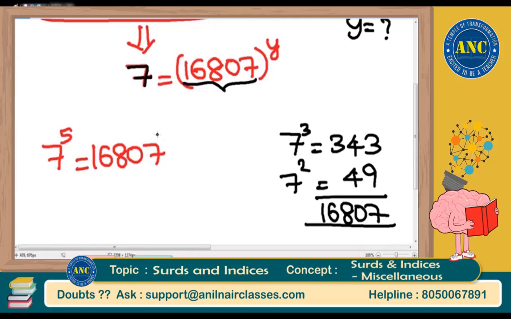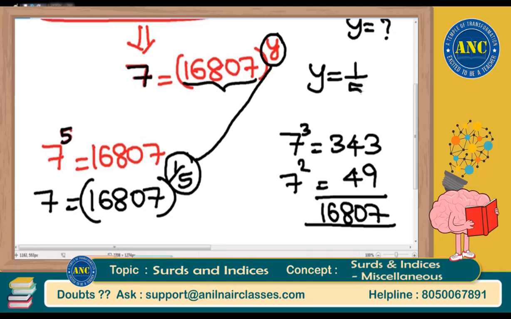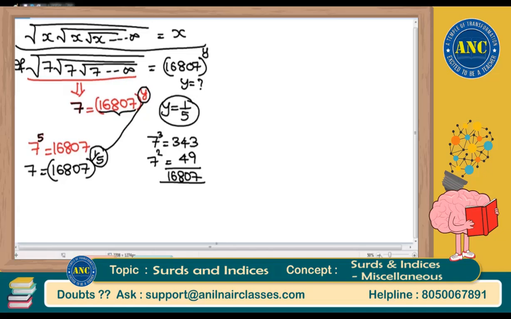That means, if I move this 5 to the right hand side, it becomes 1 by 5. 16807 to the power of 1 by 5. Here the power is y. Here the power is 1 by 5. They both are same. Y value is 1 by 5. Simple way of solving.